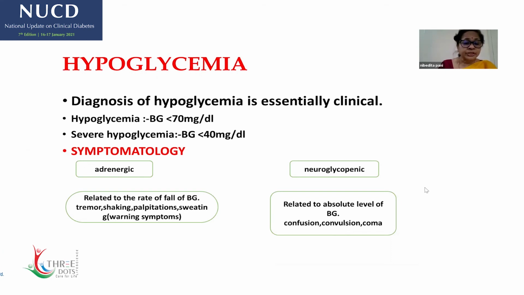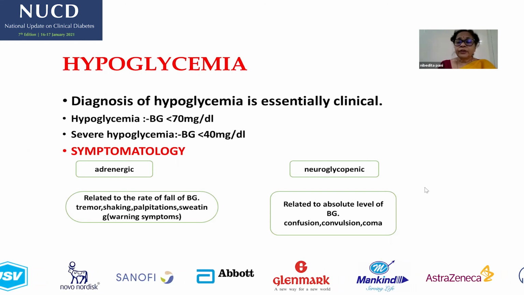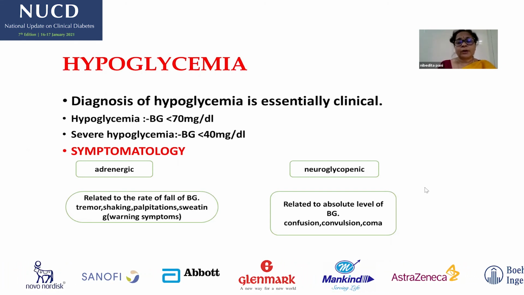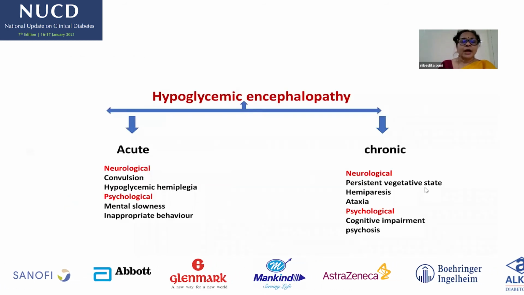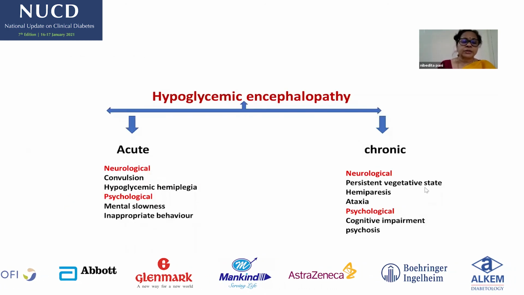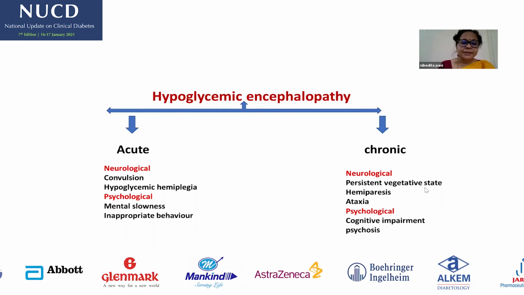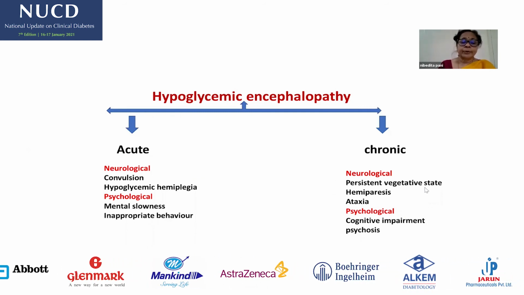The patient's symptoms are like a fall of blood glucose, tremor, shaking, palpitation, sweating. That's called a warning symptom. If neuroglycopenic, then it is related to the absolute level of the blood glucose, like confusion, convulsion, and coma. So hypoglycemia may be acute or chronic: neurological convulsion, hypoglycemic hemiplegia, psychological mental slowness, inappropriate behavior.